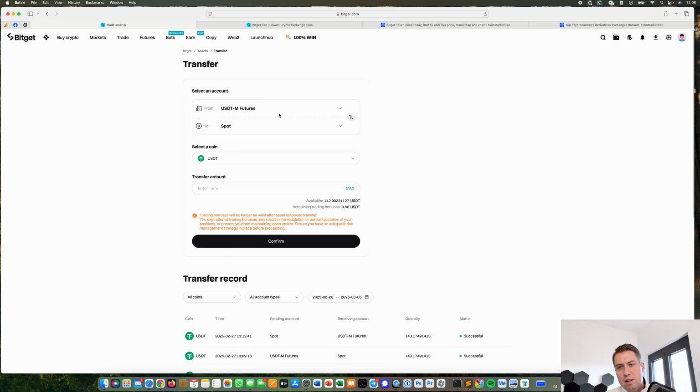The transfer is basically instant, so you don't have to wait until the money arrives because it's there immediately, and you don't pay anything. So you can just send the money from one wallet to another without paying anything. And it's instant, as I said. So we already have some money in our futures wallet, so that's fine.